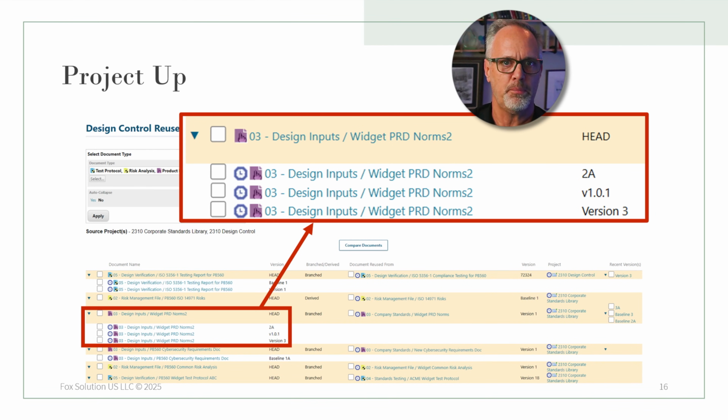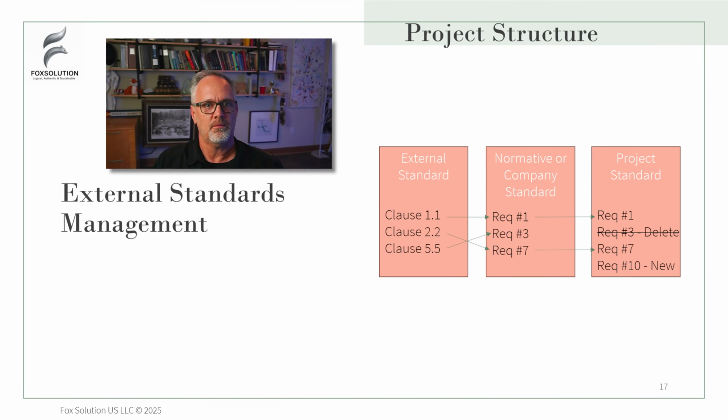We have this design inputs. It was shared from the main library in these different revisions, and we actually can click on each one of these. So we could click on the norms 2, the version 1.0.1, and the version that's the head version in the library, and do a differential and see what the red line is between them. So super powerful tool to be able to compare those different requirements documents. Okay, so this is kind of how it goes.